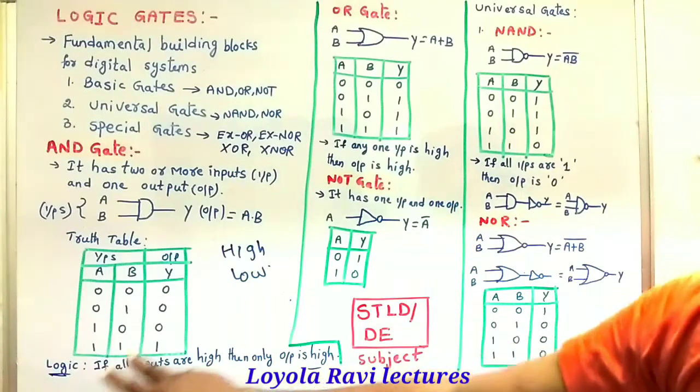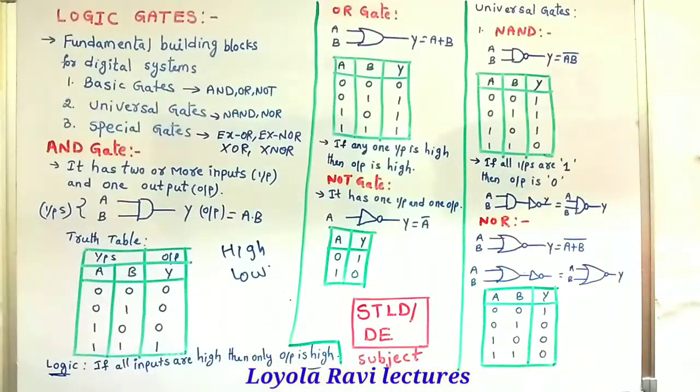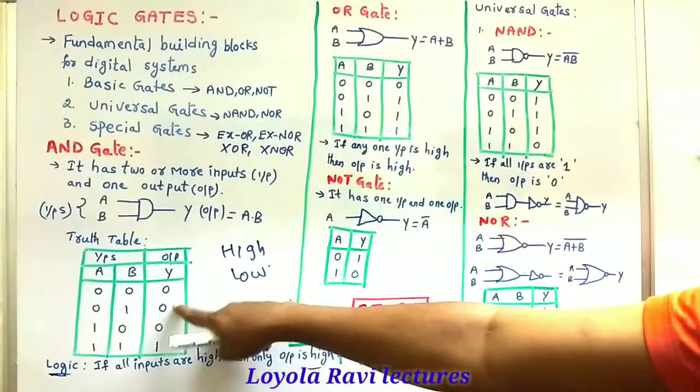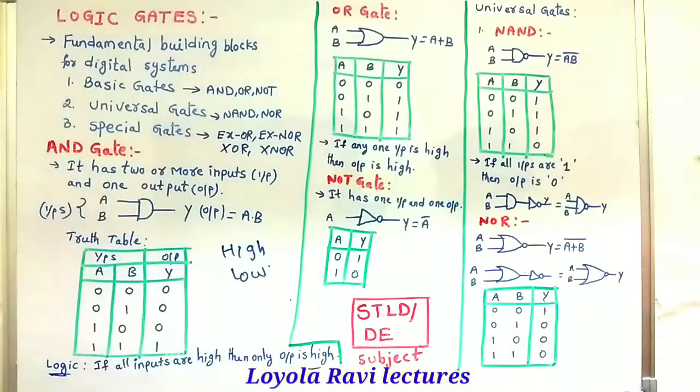nothing but when the output is high, what are the possible combinations for getting high output? That is high logic. Low logic is nothing but the output we are getting is 0, at what combinations? What is the fixed operation for getting 0? What is the fixed operation for getting 1?